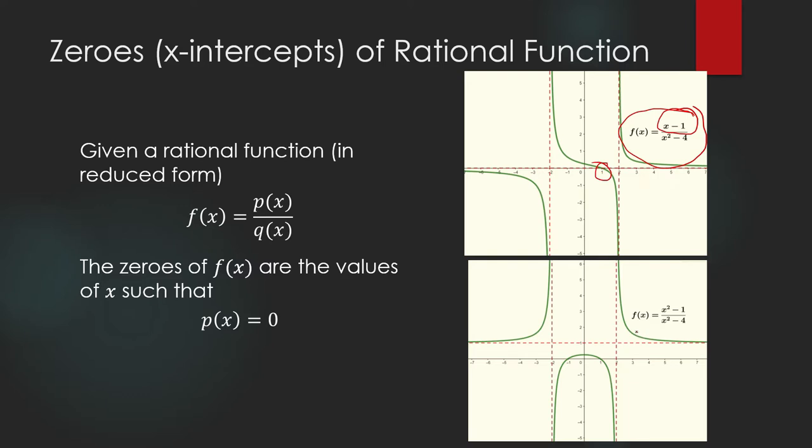Let's say, for example, we are not given the graph. We are only given the equation that defines the rational function. If you wish to find out what is the x-intercept or what are the x-intercepts of this function, you pay attention to the numerator, x squared minus 1. When is that equal to 0? That is equal to 0 when x is equal to 1 or when x is equal to negative 1. So these are the zeros of your function.